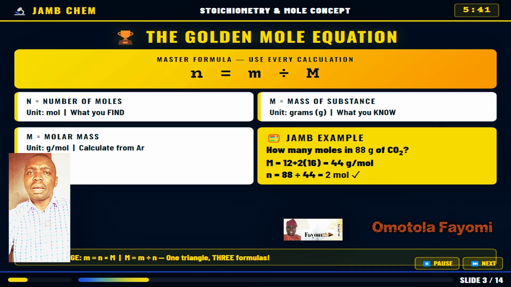First, find capital M, that's M of CO2. Carbon is 12, oxygen is 16, and there are 2 oxygens. So capital M equals 12 plus 2 times 16, which is 44 grams per mole. Now, n, that's small n, equals 88 divided by 44, which is 2 moles. Done. And remember, this formula rearranges. Mass equals n times M, and M, that's capital M, equals mass divided by moles. One formula, 3 versions. Master it.